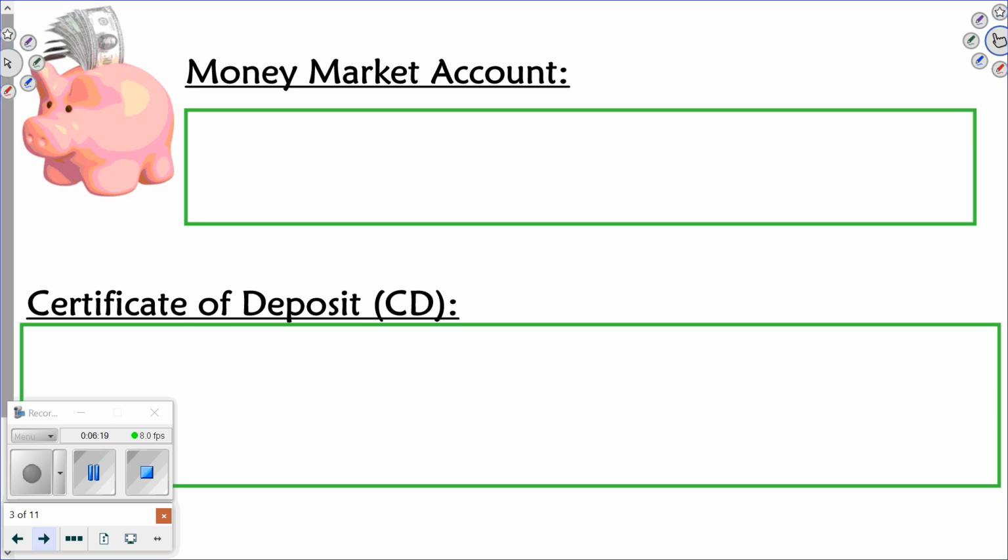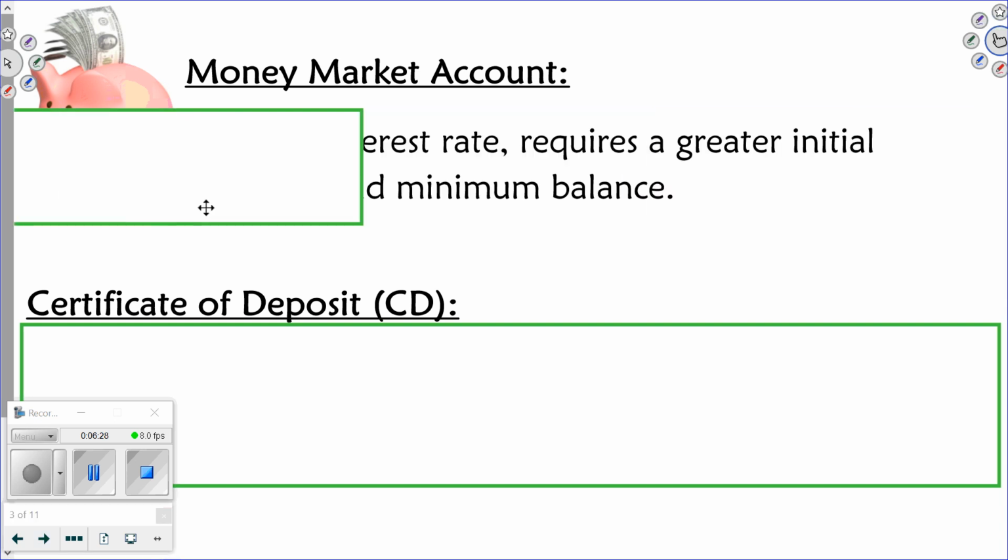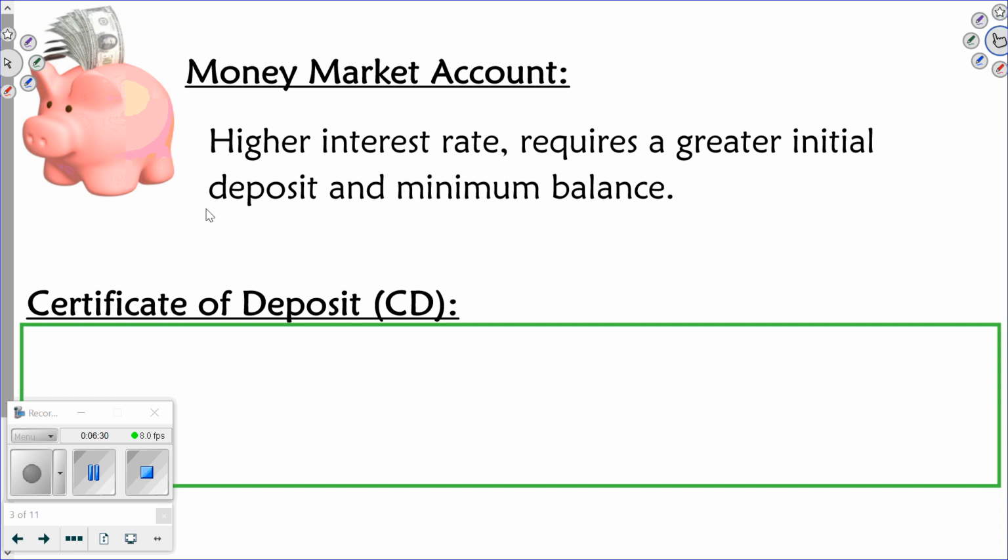All right. So two different kinds of accounts that, Devin, maybe you could have had one of these types of accounts that your aunt or your grandma, whoever, set up for you. First is a money market account. It has a higher interest rate, but it requires a greater initial deposit and higher minimum balances. So this one might require like a $5,000 initial deposit, and you cannot drop below that. These usually get higher interest rates where you can make more money off of them, but it's that old saying, you have to have money to make money.